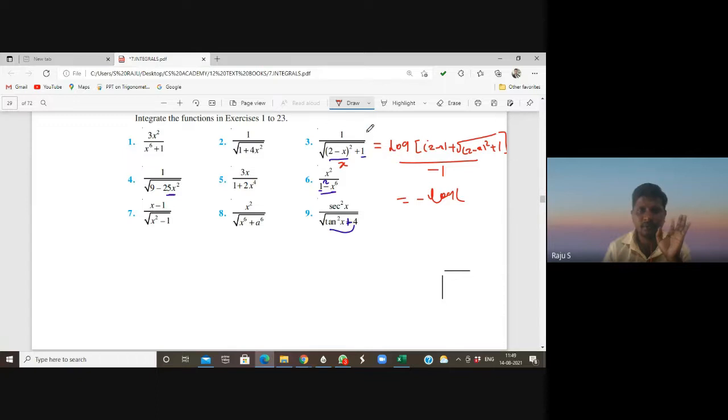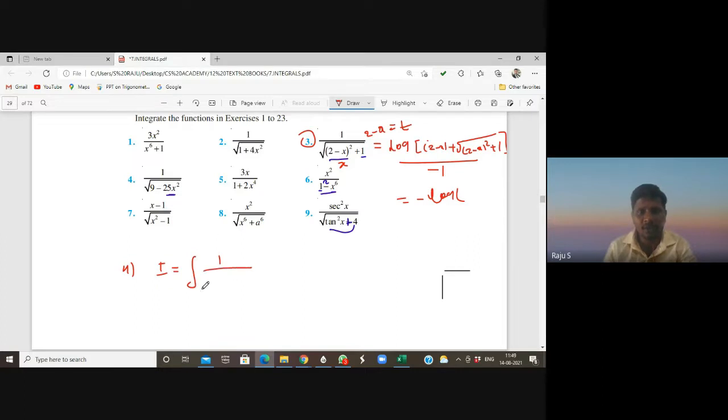But generally, what shall we do? This 2 minus x you can consider as t, then find dx and do everything, and you'll get the answer. This you can try, question number 3. But question number 4 is there. I'm going to write the direct answer here.